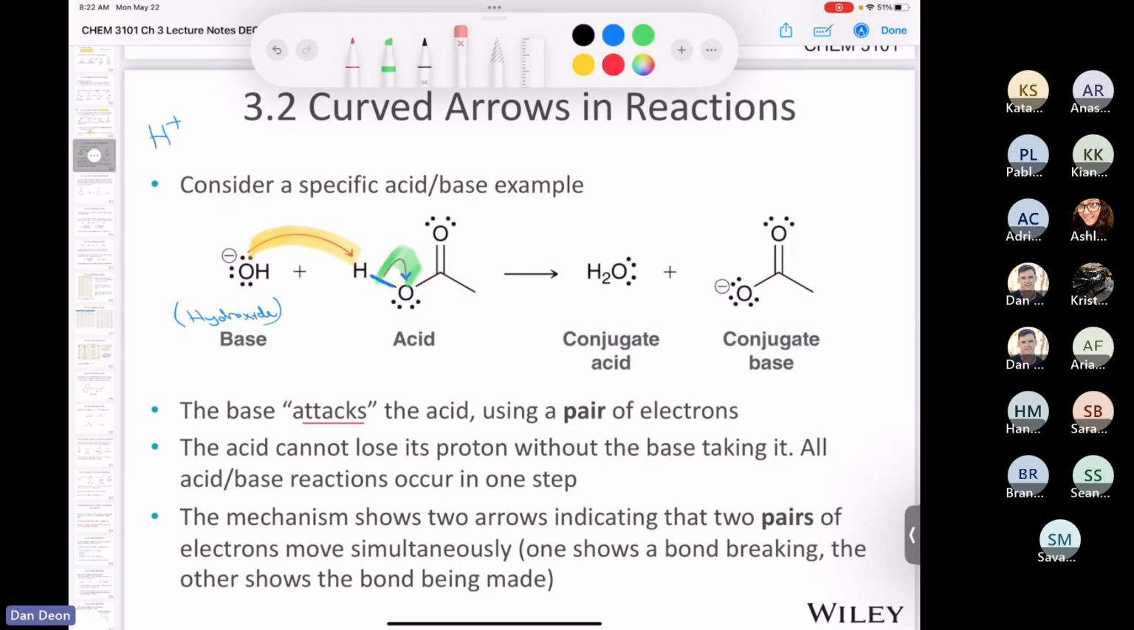And again, the acid cannot lose its proton without the base taking it. All acid-base reactions occur in one step. So meaning both curved arrows are drawn simultaneously. We have to draw both of them at the same time. You can't draw one being formed and then one being made, because then the hydrogen would exceed its duet of electrons, because it only has the 1s orbital available to it.